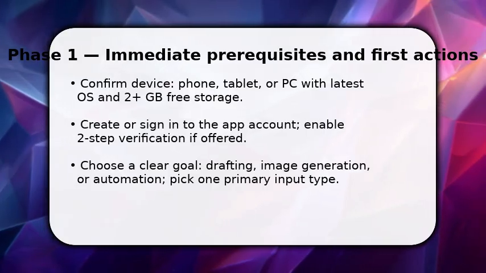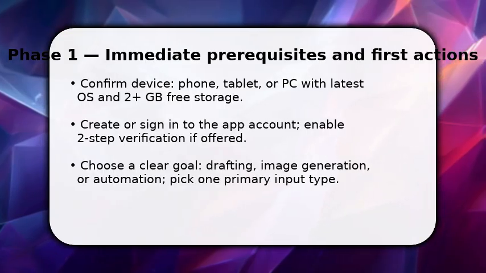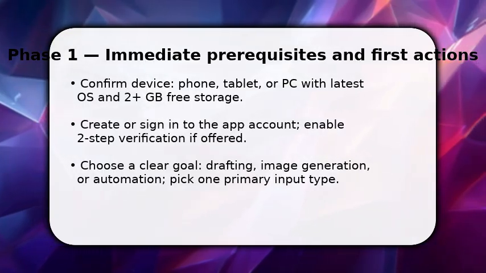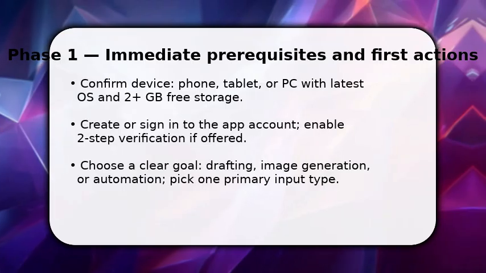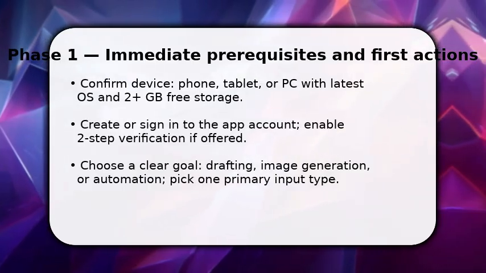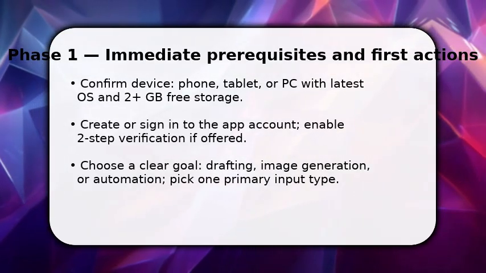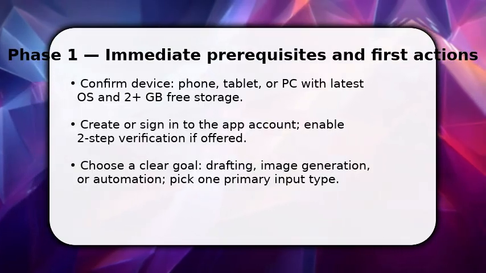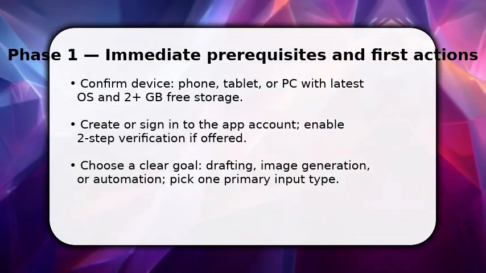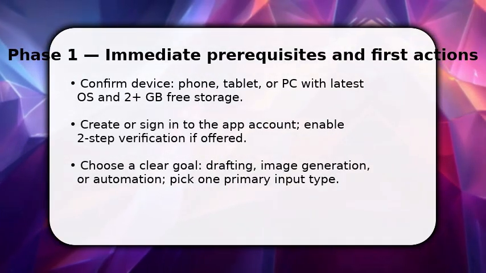You begin by preparing the essentials so the app performs reliably. Make sure you have a compatible device and free storage. Log in and enable two-step verification for security. Once signed in, state a single clear goal: drafting, image generation, or automation, because focused tasks return better outputs.